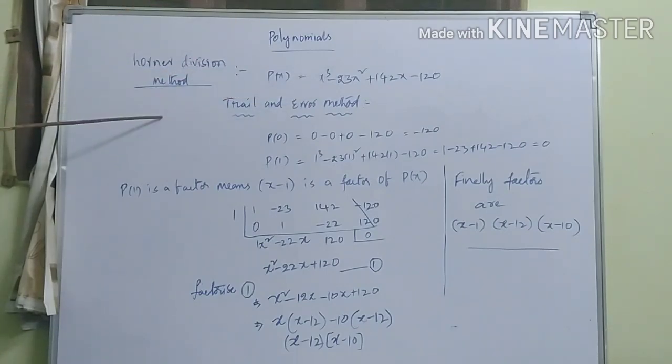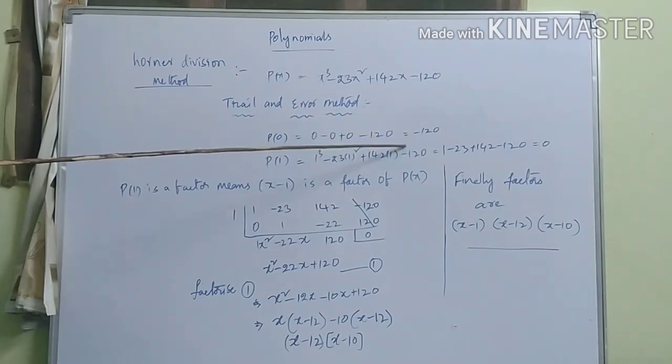So by using the corner division method, we have to find at least one factor of the given polynomial. By using the trial and error method, first take 0 instead of x. Then x cube is 0, 23x square is 0, and 142 into x is also 0. Finally the constant is minus 120, so the result is also minus 120.